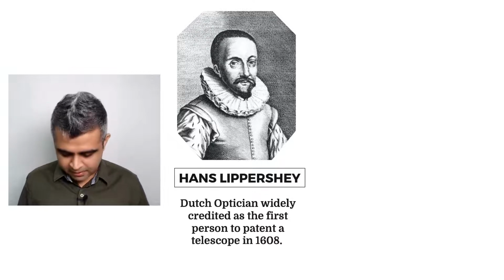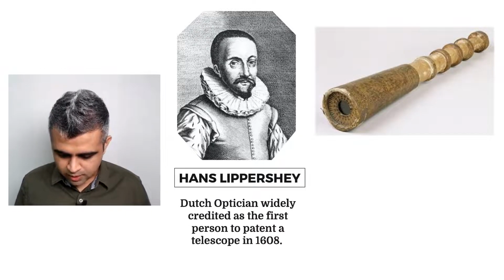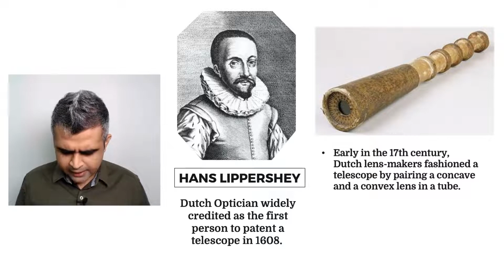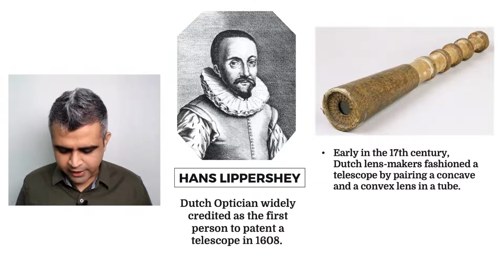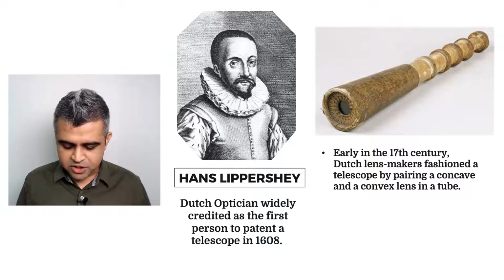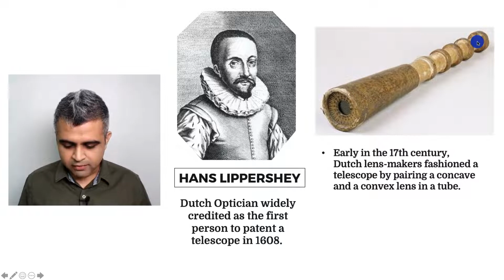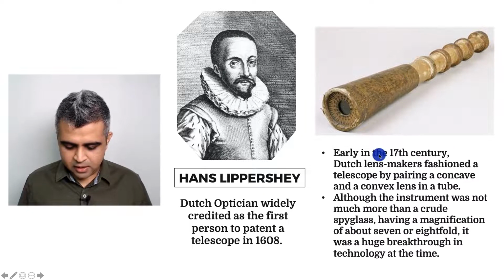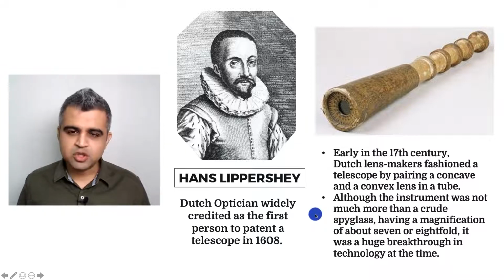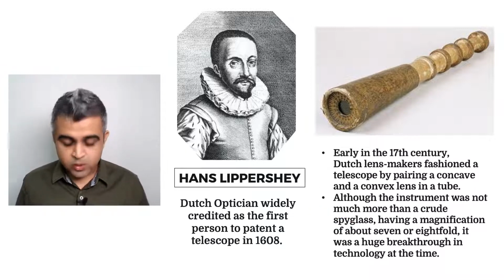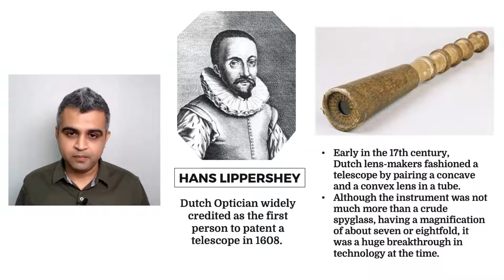The telescope that he made looked somewhat like this. In the early 17th century, sometime in the 1610s, 1620s, Dutch lens makers fashioned a telescope by pairing a concave and a convex lens in a tube, as you can see above. Inside here there were two lenses, one concave and one convex. Although the instrument was not much more than a crude spyglass having a magnification of only 7 or 8 times, it was still a huge breakthrough at that time.